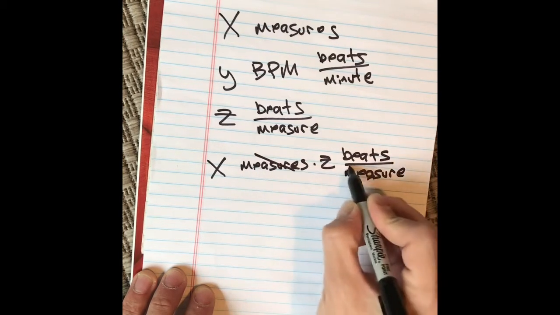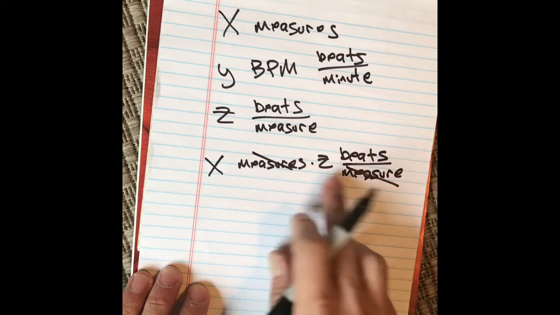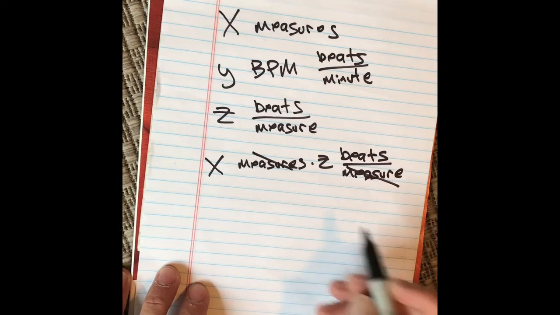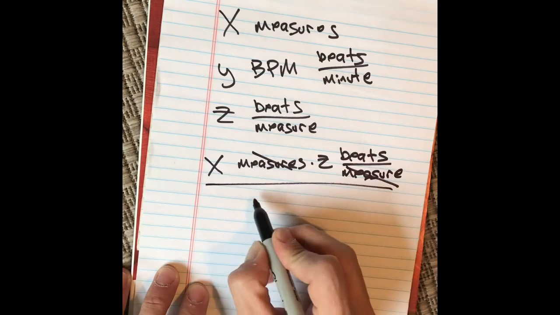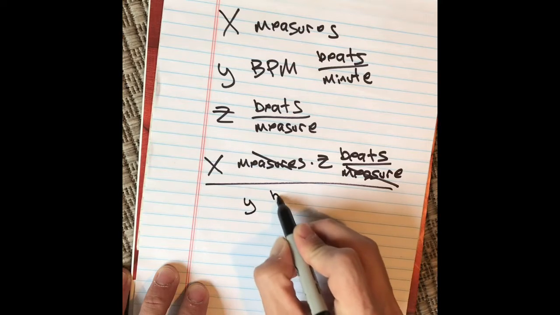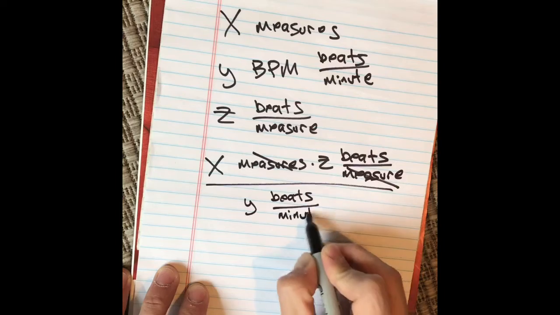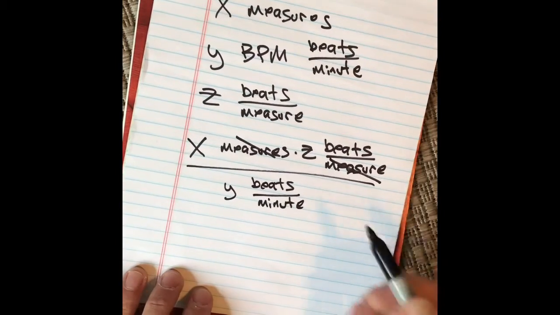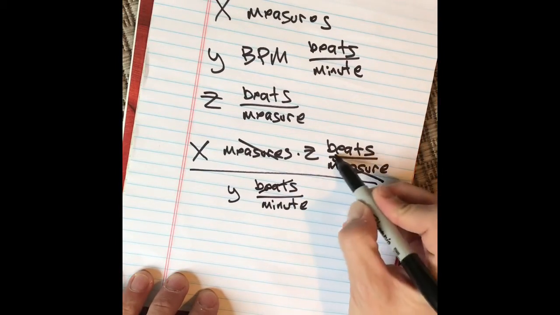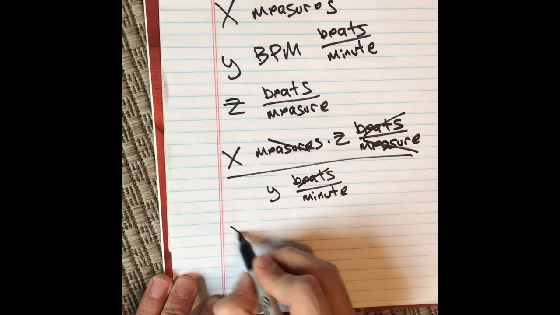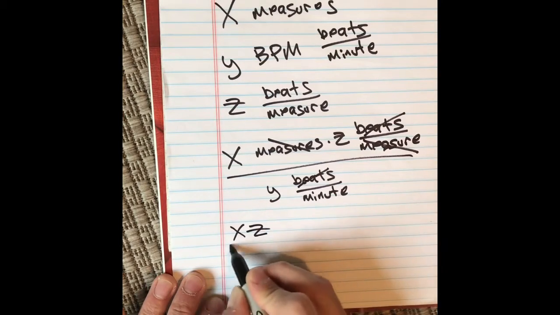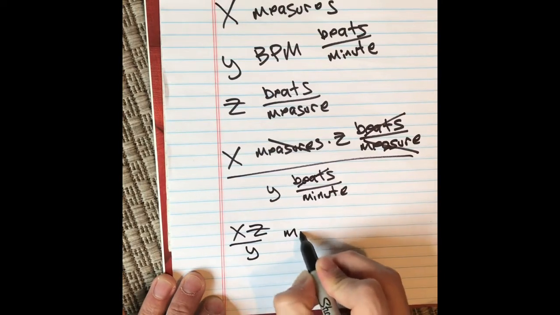So the measures and measures cancel. Now this is going to give us X times Z beats. And then we're going to divide all of that by Y beats per minute. Right? And so now the beats and beats cancel, and we're left with this figure XZ divided by Y, and that is in minutes.